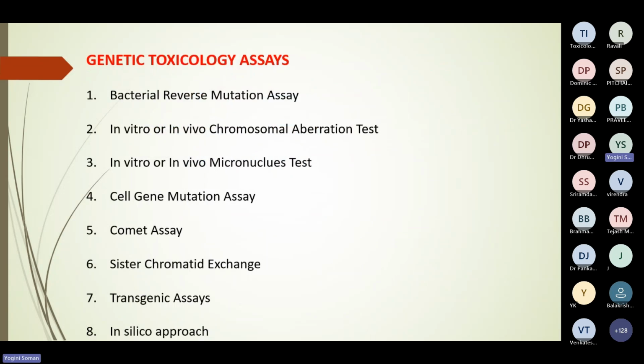The next is the in vivo chromosomal aberration test. For the in vivo chromosomal aberration test, you can use rat or mice, and the objective is the same, to detect the clastogenic potential of the test item.